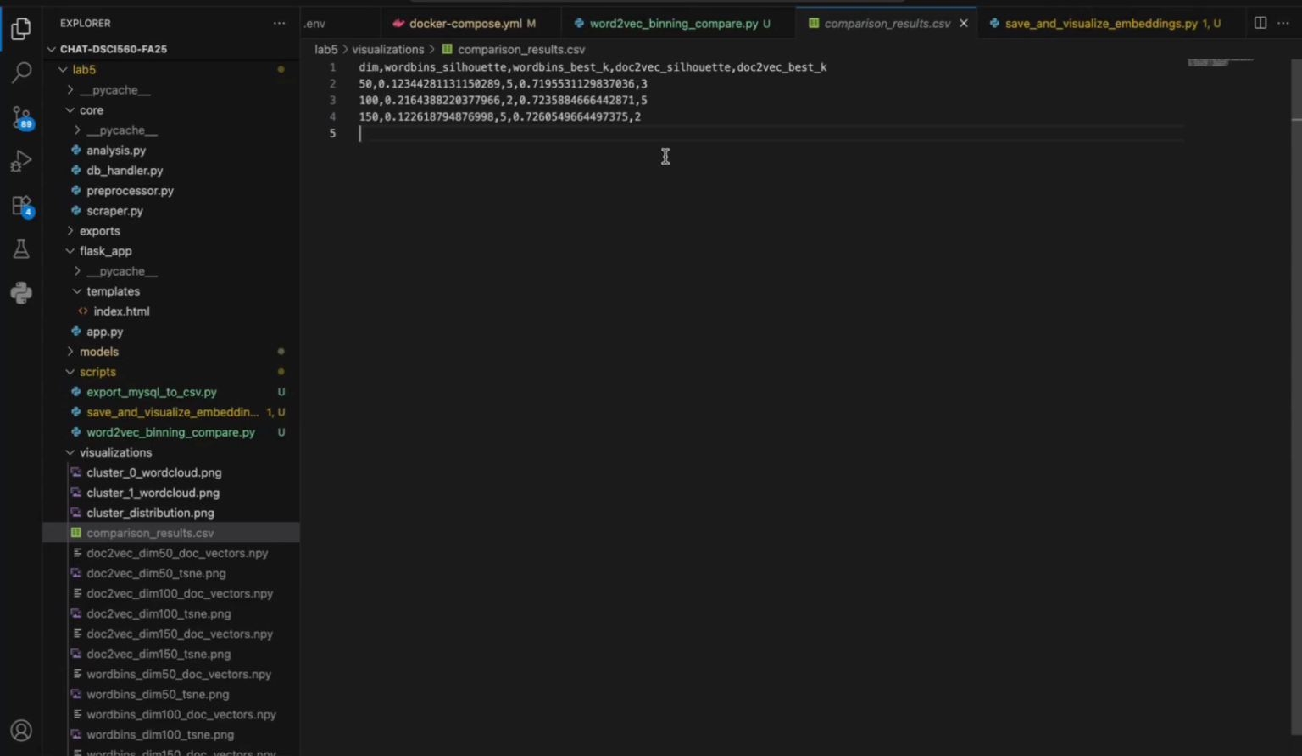For 150, it shows 0.12 to 0.62 and the chosen K is 5. For Doc2Vec, for dimension 150, it shows 0.72. The chosen K is 2.